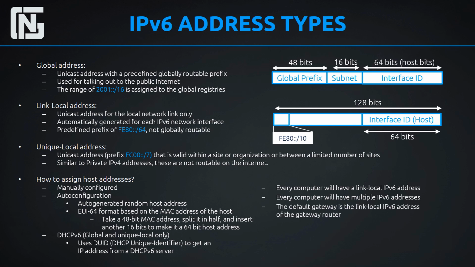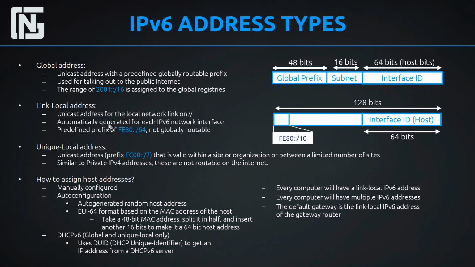And you may have been wondering, if we have these three different addresses, who's the default gateway for our network? Well, the default gateway is going to be the link local IPv6 address of the gateway router. The link local IPv6 address. That's how we do that with IP version 6. We use the link local thing.